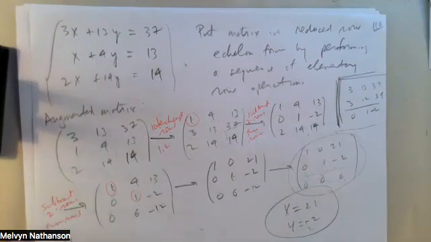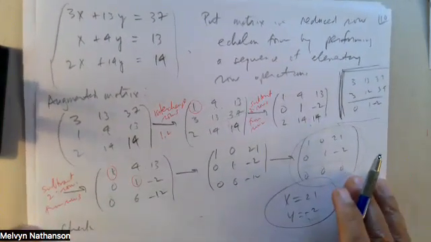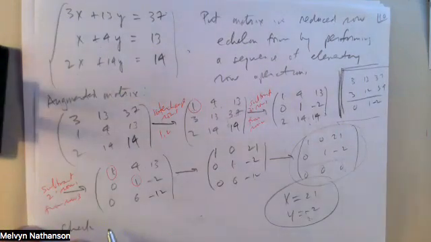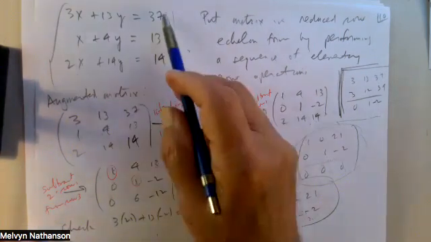And let's just check that this actually does solve our equations. 3x plus 13y, 3 times 21 plus 13 times minus 2 is 63 minus 26 is 37. That checks.